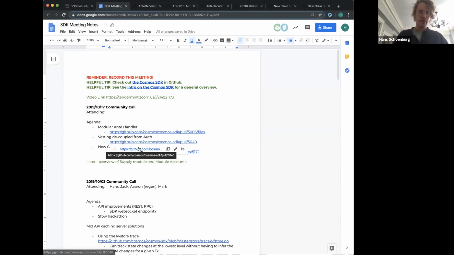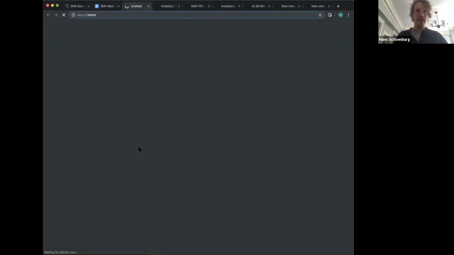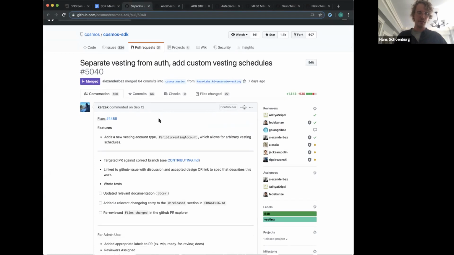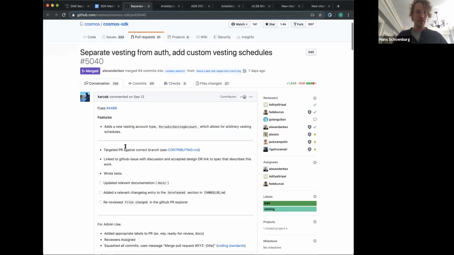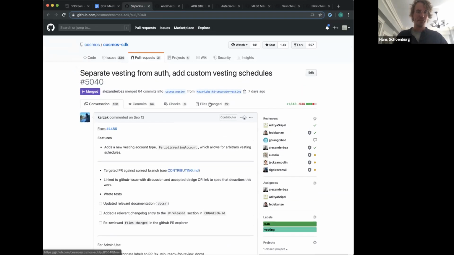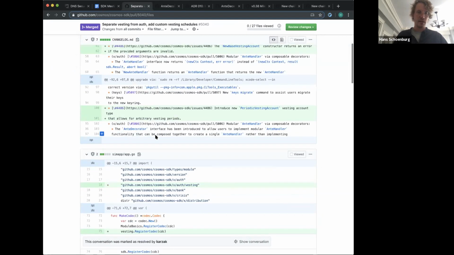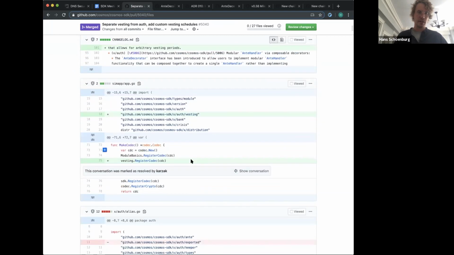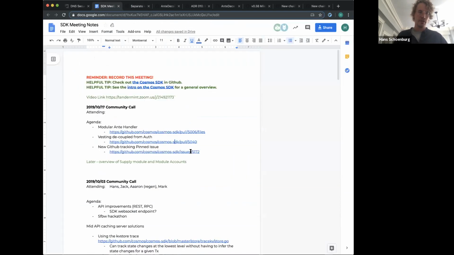Then we have another pull request that came in from the Kava team, who's not here today. What they did was they pulled vesting out of auth. Vesting was coupled with the auth module. They decoupled those, and now it introduced its own, actually a new type of vesting as well. It's now a more flexible, decoupled architecture. So those were both interesting.